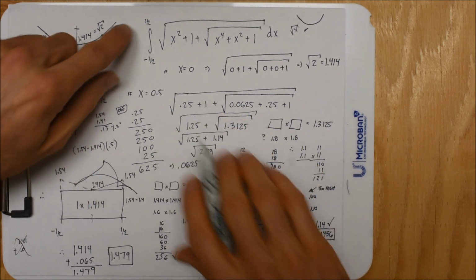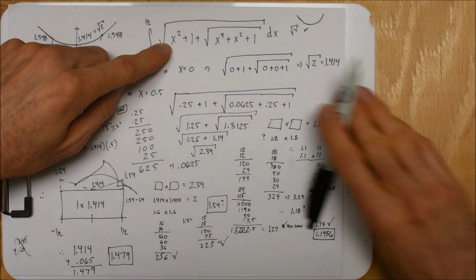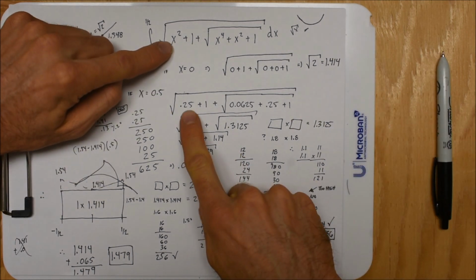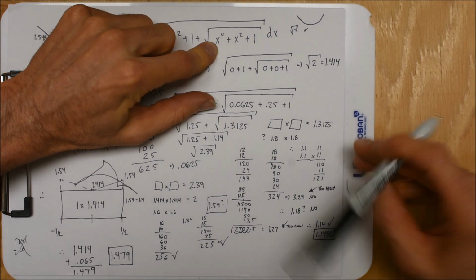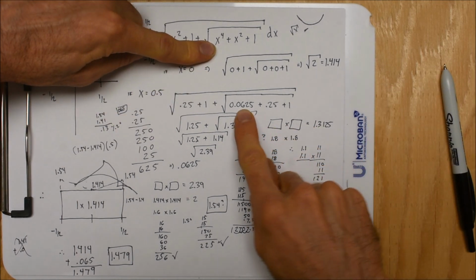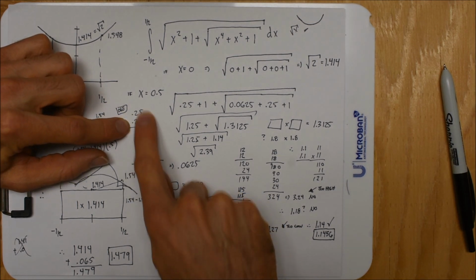Because check this out. If we throw in a half, x squared becomes 0.25. X to the 4th, well, I totally munched that. I did that wrong. So that's just 0.25 times 0.25, which is 25 times 25.